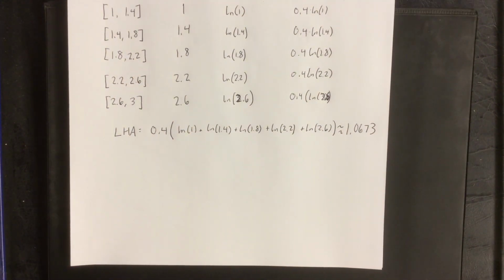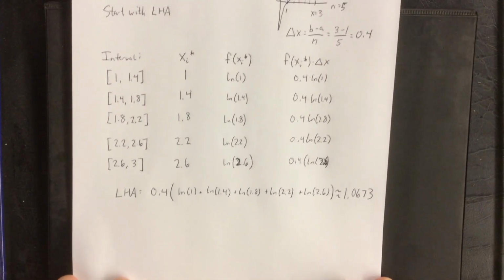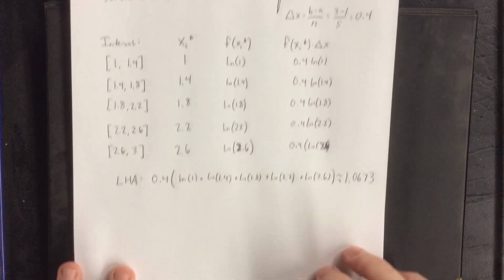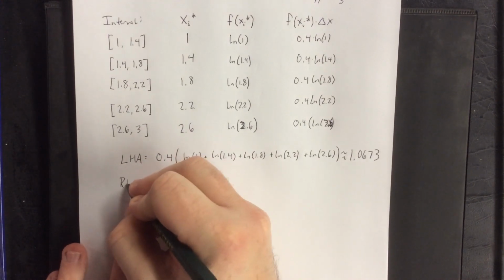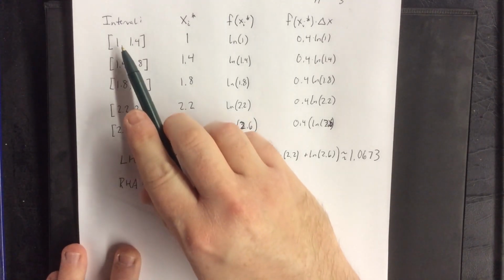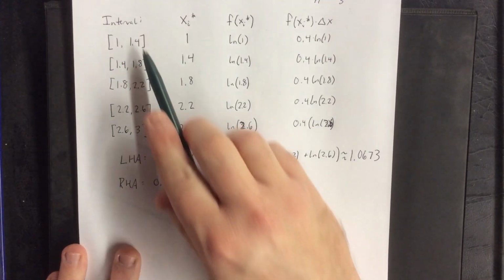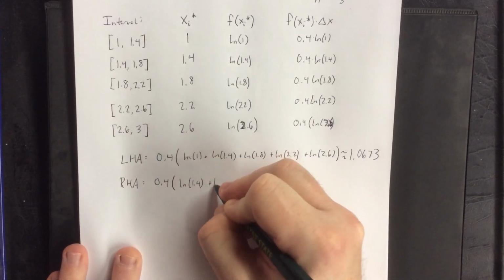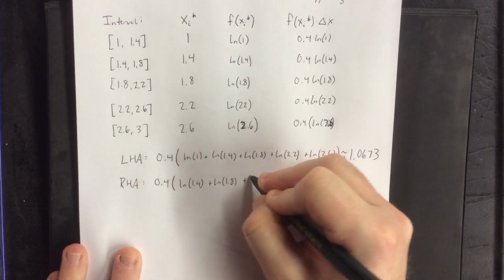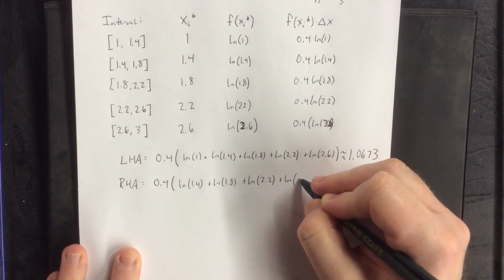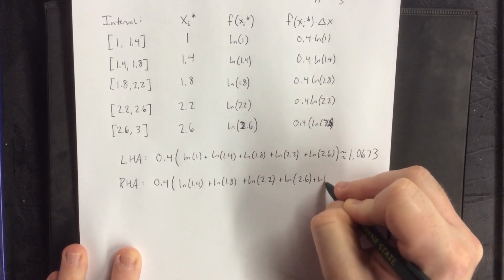Now for this purpose, we can also shorthand what we're going to do for the right-hand approximation, because quite literally the only thing that's going to change for the right-hand approximation is the representative point that we're using. So as far as the right-hand approximation is concerned, rather than using the left endpoints for each interval, we'll use the right endpoints for each interval. So natural log of 1.4 plus the natural log of 1.8 plus the natural log of 2.2 plus the natural log of 2.6 plus the natural log of 3.